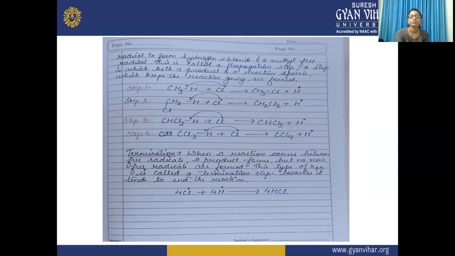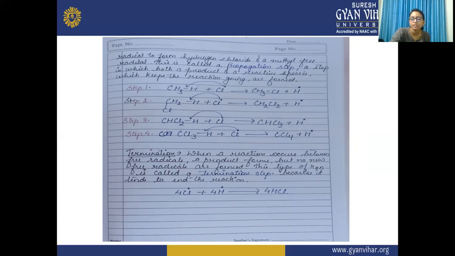Now the last step is your termination. Termination means there is a stoppage in the reaction. So when a reaction occurs between free radicals, a product forms, but no new free radicals are formed. This type of reaction is called a termination step. So in this, the product is formed, but no new free radicals are formed. So in the termination step, there will be no formation of free radicals, and no new products are formed. And this type of reaction is called a termination step.